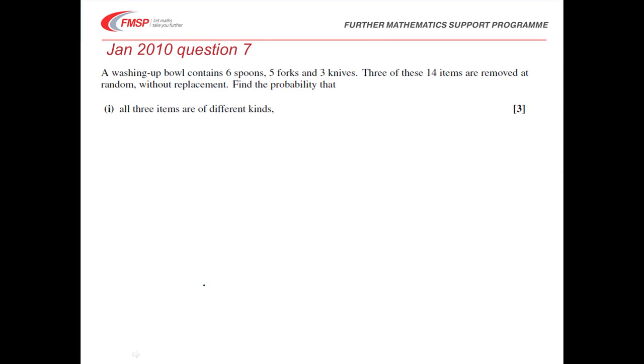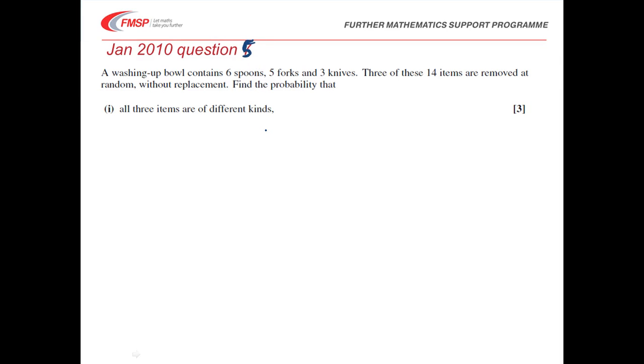We've now got a situation where we have a washing up bowl containing 6 spoons, 5 forks and 3 knives. And 3 of these 14 items are removed at random without replacement. And we're asked to work out the probability that all 3 of these are different. Okay, so this is question 5 actually. So let's change that to question 5.